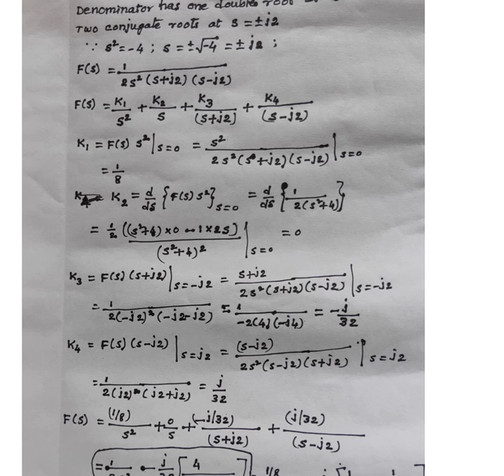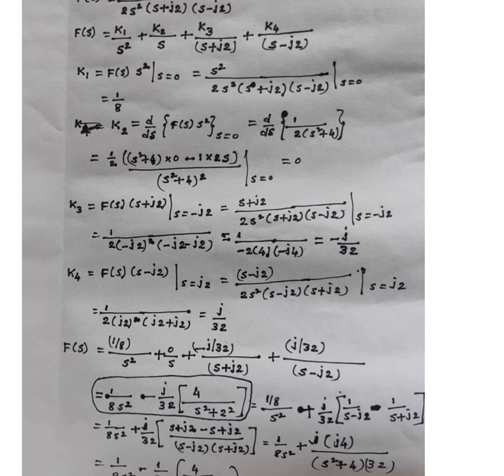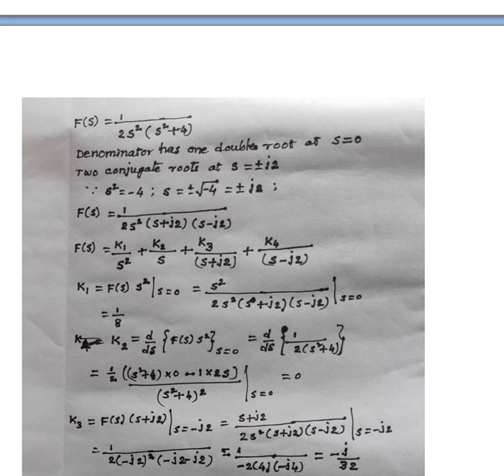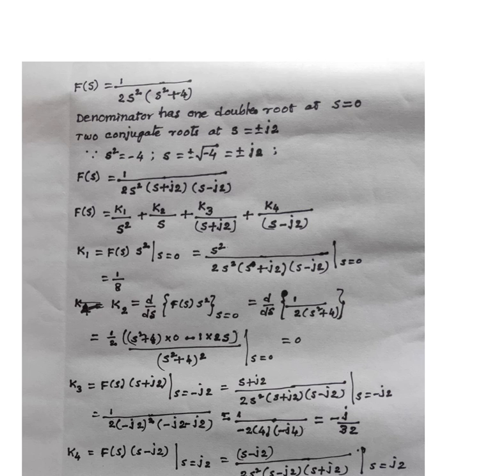That is, you have 1 by 2s square into s plus j2. So 2 into s square means j2 whole square, then j2 plus j2. Then simplify it, and we get j by 32 as the k4 value. So we calculated k1, k2, k3 and k4, and we know the general format of f of s: k1, k2, k3, k4 format. So then substitute all the values in this equation.